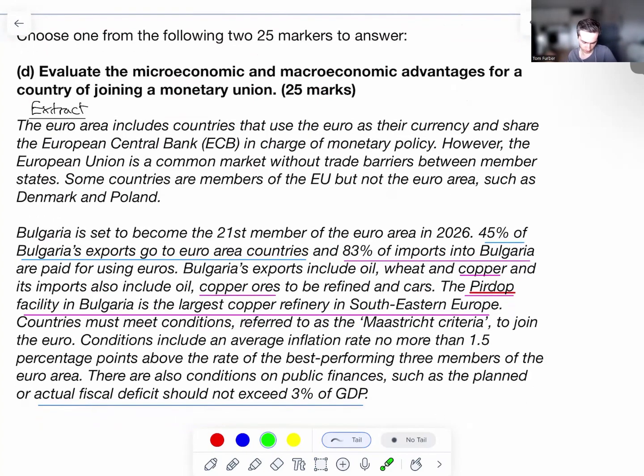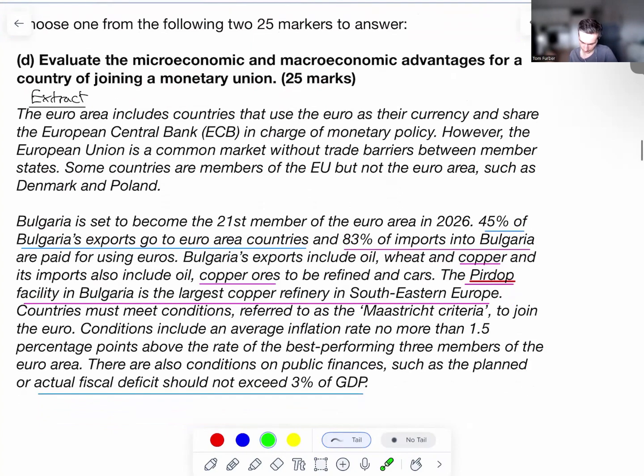And some relevant parts from the extract would be, well, it talks about Bulgaria, one of the most recent countries to join the euro. 83% of imports into Bulgaria are paid for using euros. So Bulgaria is obviously quite interconnected with the euro area. And it also mentions this Pirdop facility in Bulgaria is the largest copper refinery in southeastern Europe. And they import copper ores to be refined, and then they export copper out of the country once it's been refined and smelted.